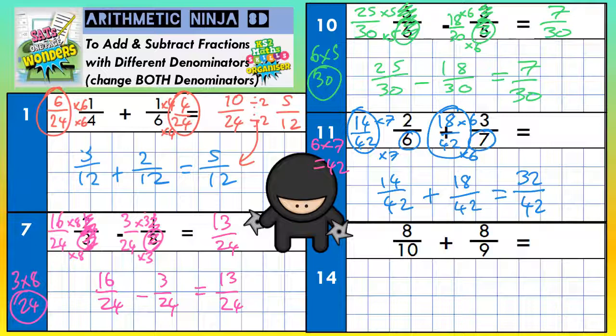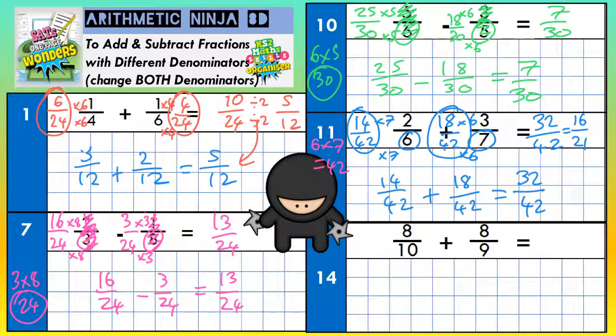32 over 42 would actually simplify. That is a correct answer. You could give that in the exam, but both of these will halve, so we can have 16 over 21. So 16 over 21 is also an equivalent fraction that you could have as your answer.